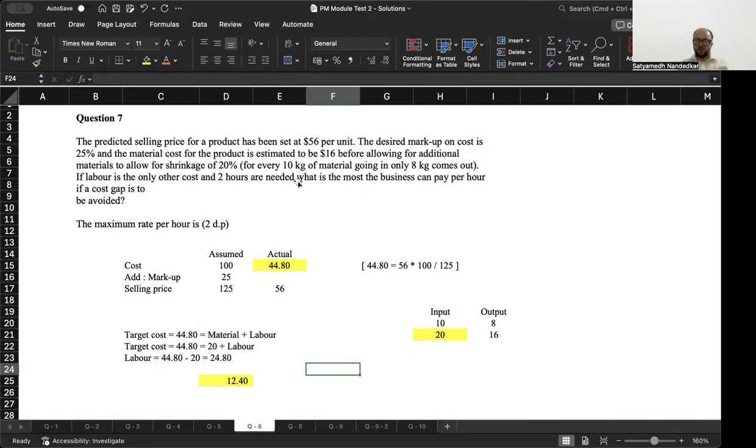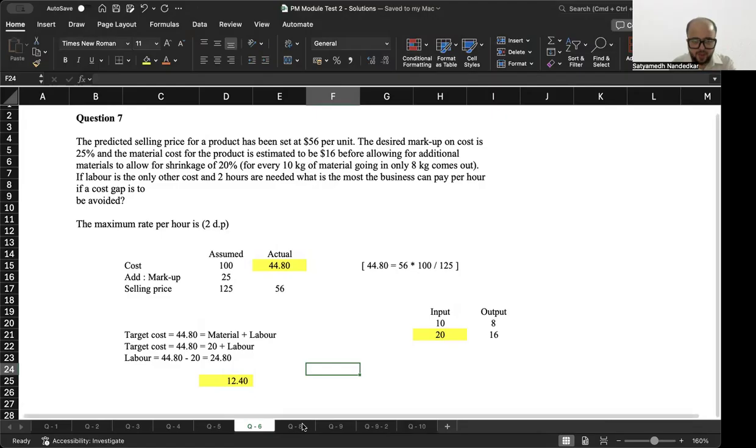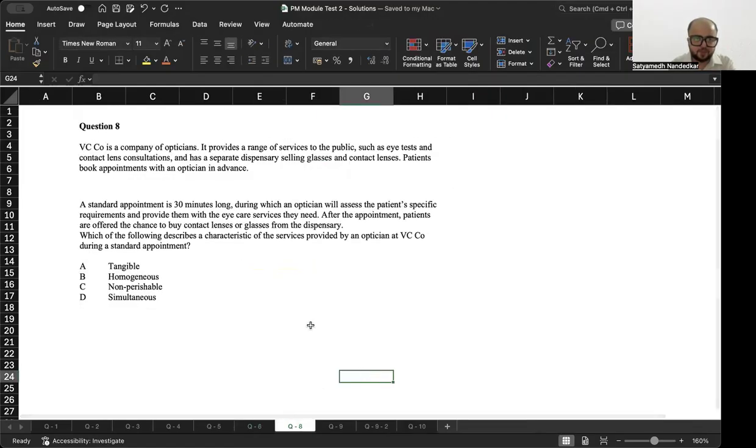Material cost for the product is estimated to be 16 before allowing for additional material, which is 20% shrinkage. So if 10 kg goes in, 8 kg comes out, and 16 is the cost of what comes out after the loss. So how much material has to go in? Material worth 20 has to go in. We got that by cross multiplication. Okay. I hope this is clear. Again, if you have any question, please let me know.